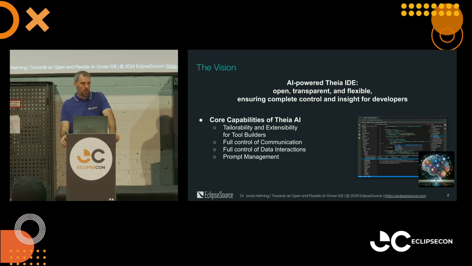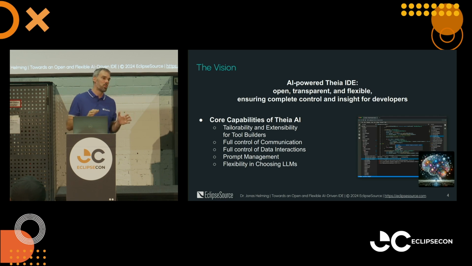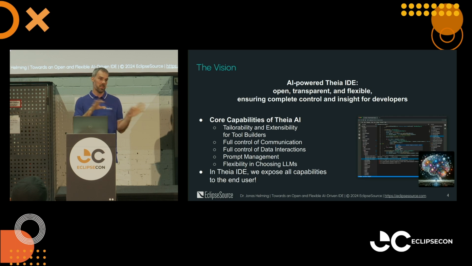We have a very flexible prompt management, so we can easily adapt the prompts if we want to change something in the behavior and so on. And we have full flexibility in choosing LLMs. That means we can not only connect to one, but we can also connect, for example, to LLMs that we host ourselves or even local ones. And I will show you that today. Now, these capabilities are typically important if you build a tool, right, in the process of building it. However, in the Theia IDE, because we wanted to build something really open, we expose all this to the end user. So you as a developer can do all this in your IDE without recompiling, just live.